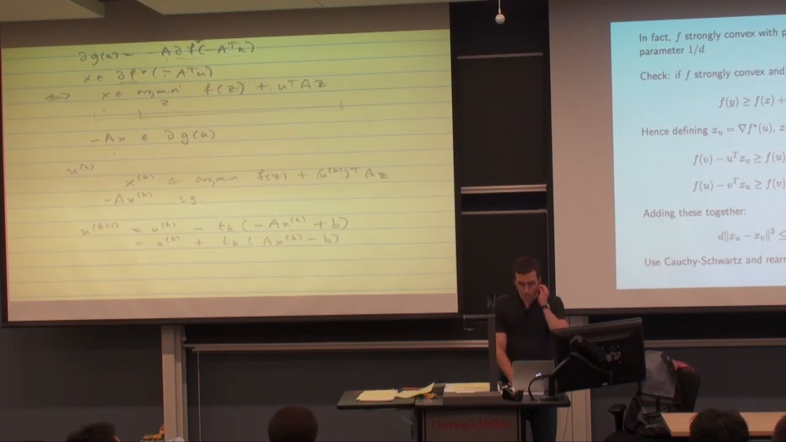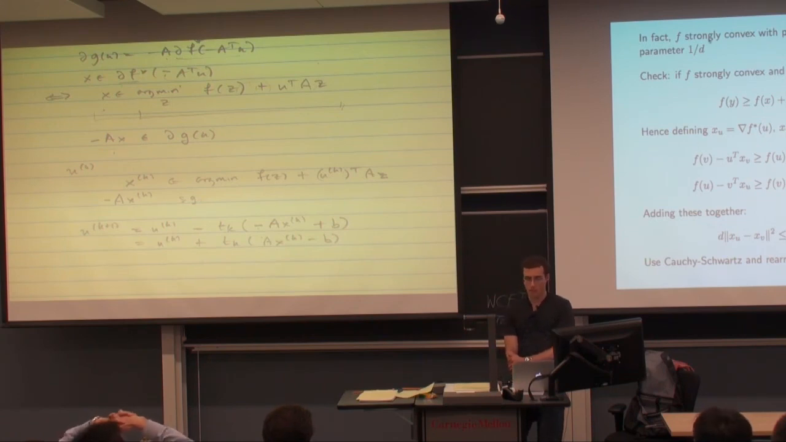So I'm not going to cover this. You can go through it on your own. But in fact, if f is strongly convex with a certain parameter d, remember what that was from our lectures on gradient ascent, that actually implies that not only is f star differentiable, but its gradient is Lipschitz, with parameter 1 over d. Okay, so here's a proof of that.